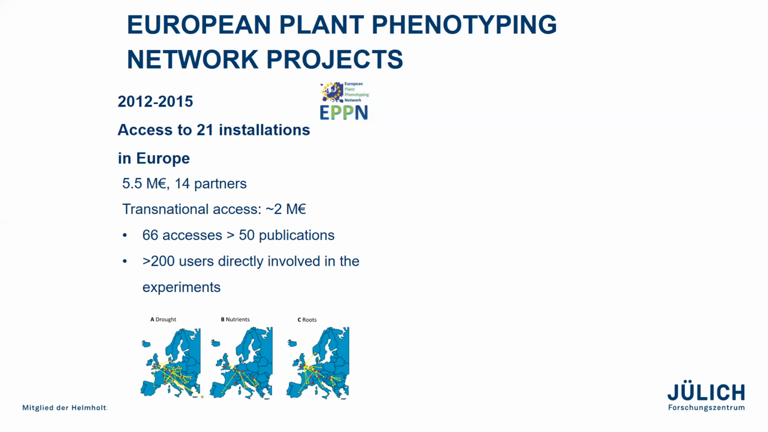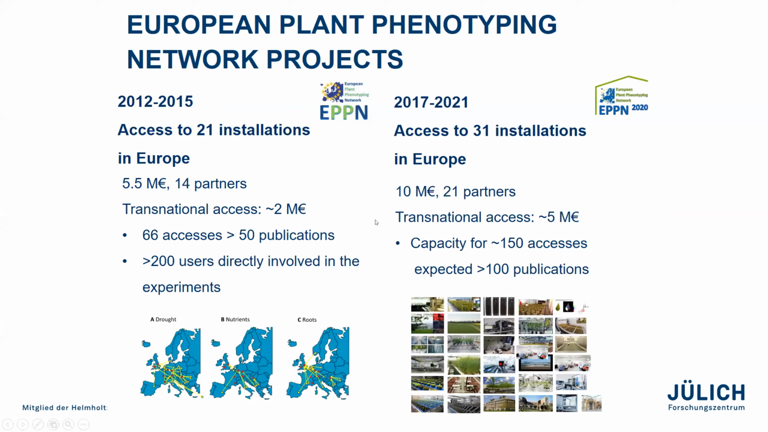This went extremely well because if you look at this from a perspective of a science manager, you invest 2 million and you get 50 more. It's actually now much more than 50 publications. So it's in the range of 80 publications now. So 2 million for 80 publications is something where you go for if you are a science manager. And therefore we went the next step into EPPN 2020, which is still running, as Philip already mentioned before. It has more partners. It has 31 installations across Europe.